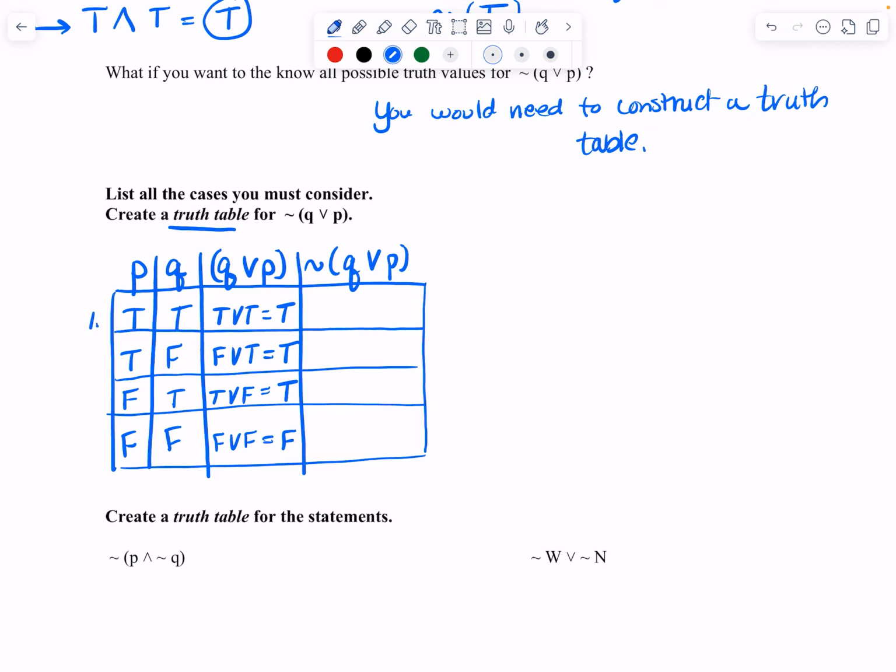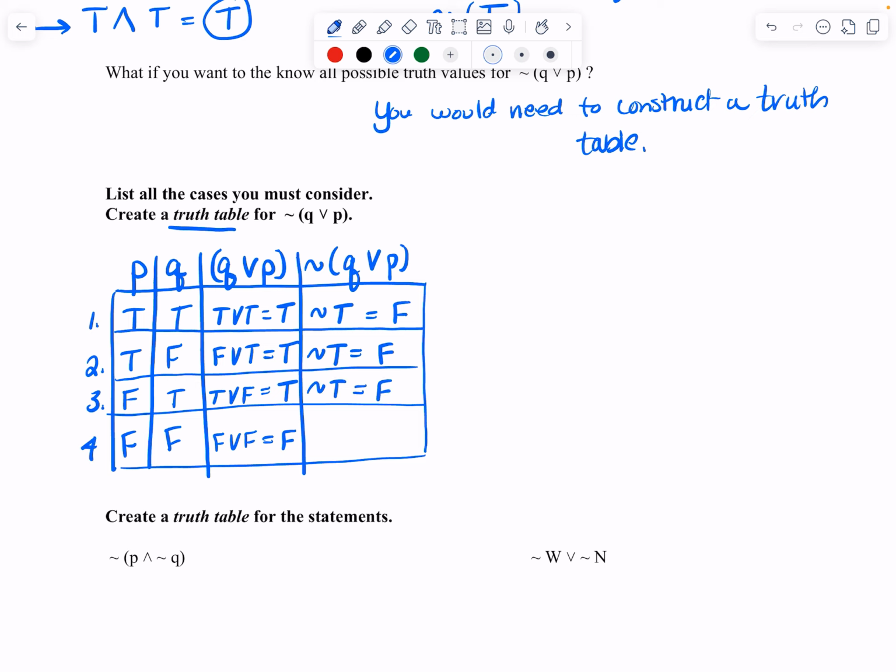Now I have to negate whatever I found inside the parentheses. So the negation of row 1, which is true, equals false. In row 2, I negate what I got, which was true. Negation of true is false. Row 3, I negate what I just got, which was true. Negation of true is false. And in row 4, I negate what I just got, which was false. The result of that is true. So the result of that compound statement, negation of Q or P, is false, false, false, true.